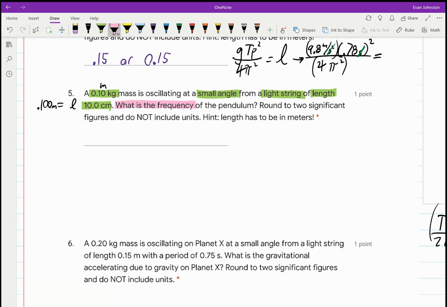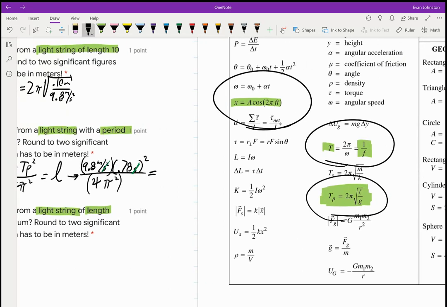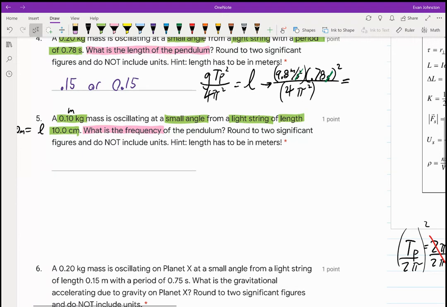And then what is the frequency of the pendulum? Ooh, that's kind of sneaky. Well, we're going to have to use two of our equations. We could find the period using this guy right here, but then if we know the period, we got to plug the period into this one up here to solve for the frequency. So this is really just a two-stepper, but the first step's pretty easy. We just find the period.